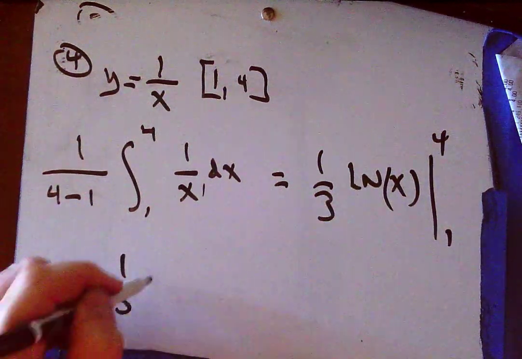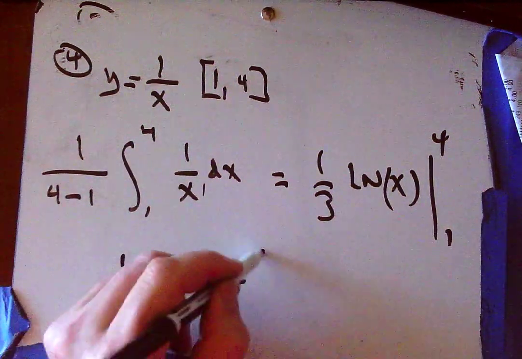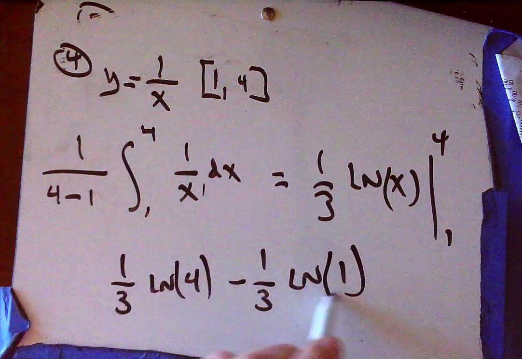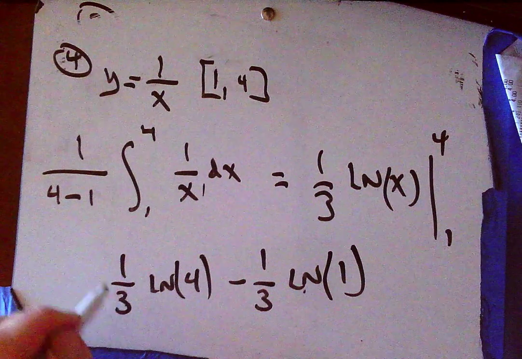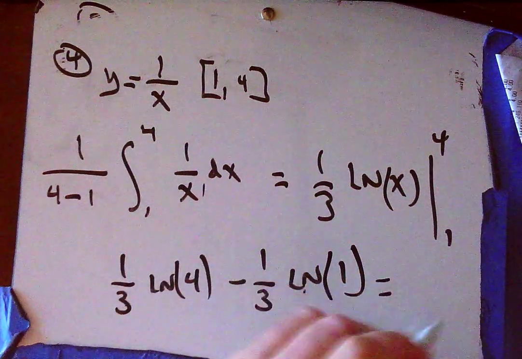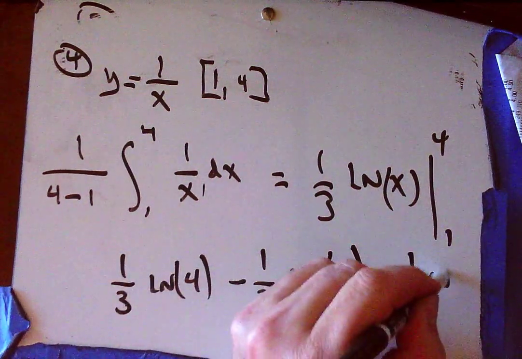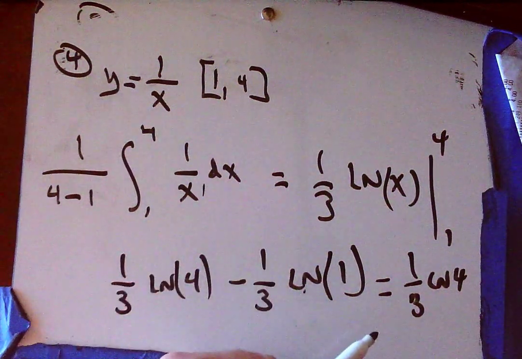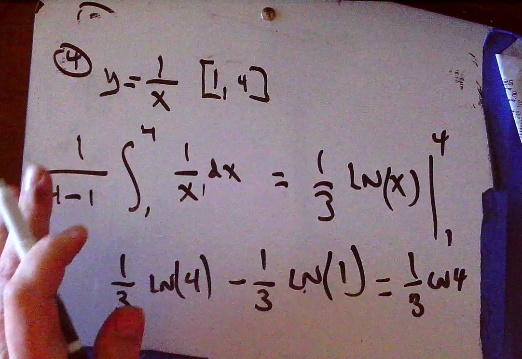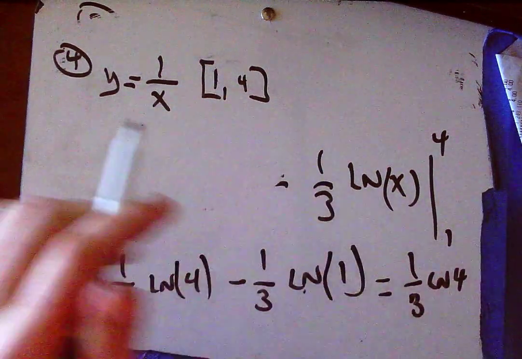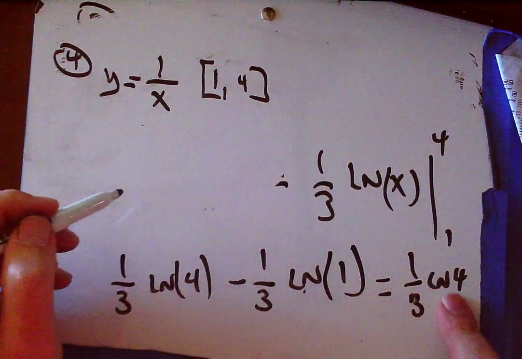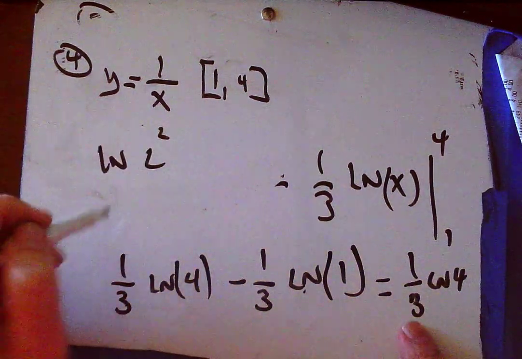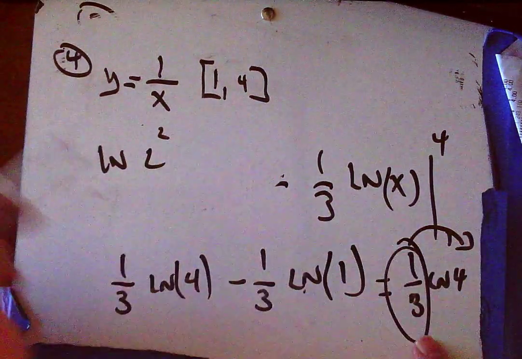So I'm going to have 1/3 ln of 4 minus 1/3 ln of 1. Okay, what's the ln of 1? That's 0. So my answer is going to be 1/3 ln of 4. Now, it's true. I could take this further, algebraically. I could say, hey, this is 2 squared, and I could take this and bring it up as a power.